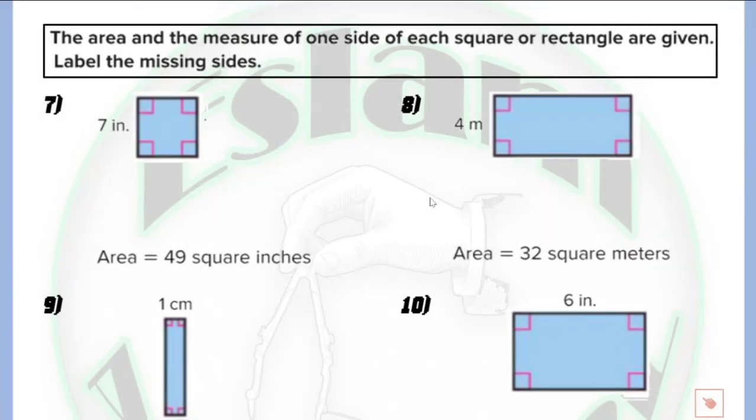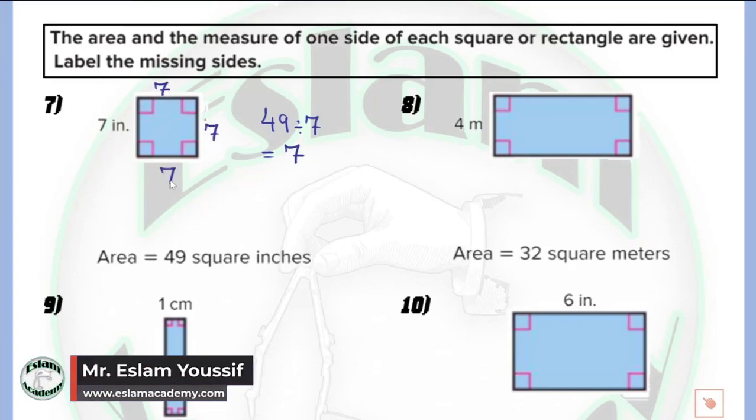In this problem, the given is the area and one of the sides, and we need to find the missing side. If you look at question number 7, you'll find that the length of the side equals 7, and the area is equal to 49. We need to find the length of the missing sides. To find the missing side, just divide the area by the length of the side. So 49 divided by 7 equals 7.